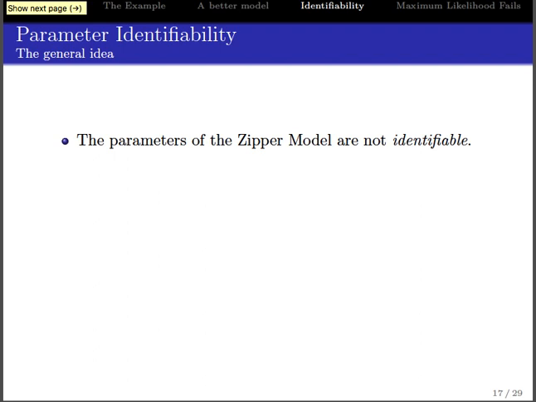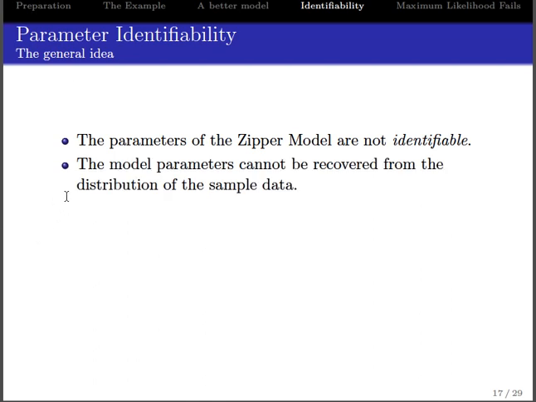This is a general problem. It's called parameter identifiability. The parameters of the zipper model are not identifiable, which means that you can't recover those parameters from the distribution of the sample data. That's the real meaning of the idea of identifiability, a kind of recoverability or knowability. The model parameters can't be recovered from the distribution of the sample data, not uniquely.